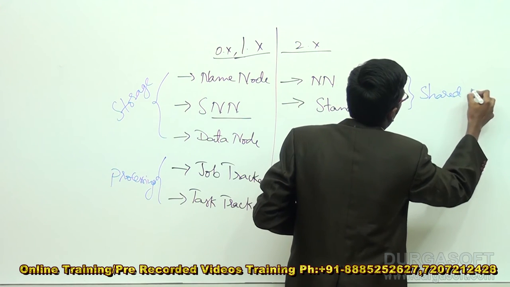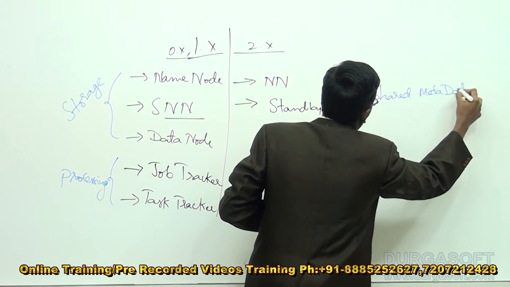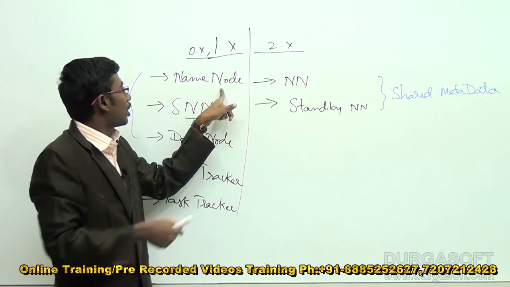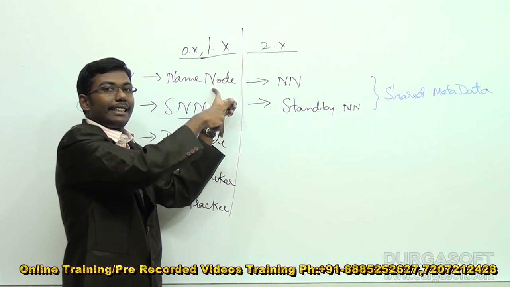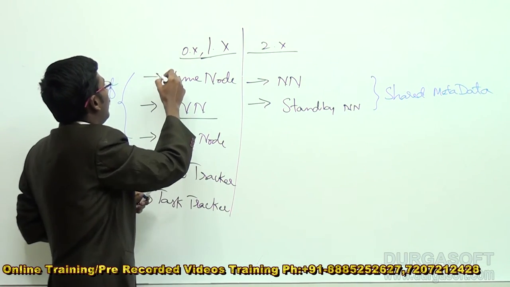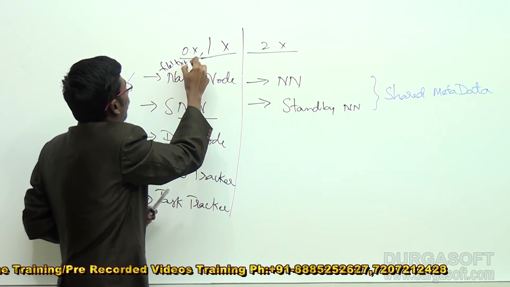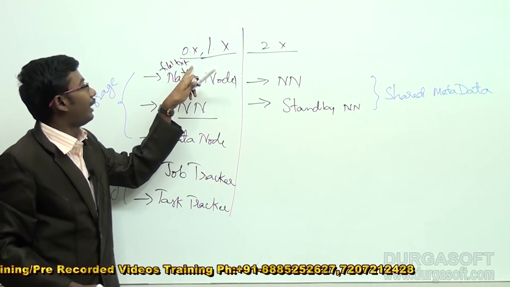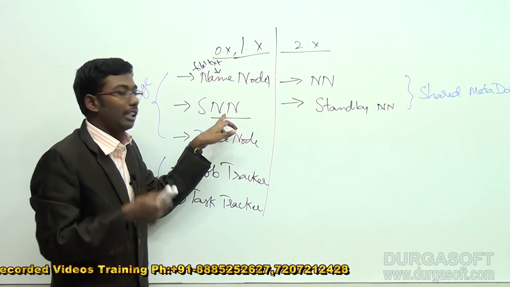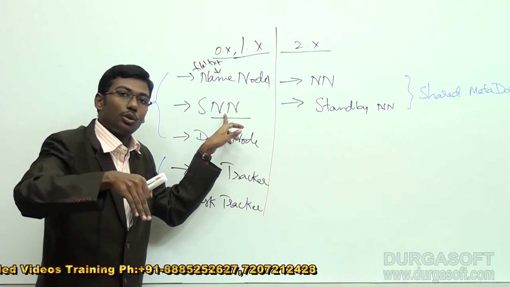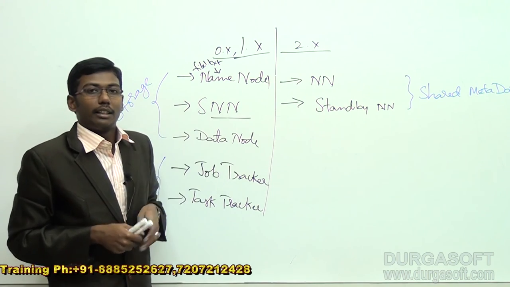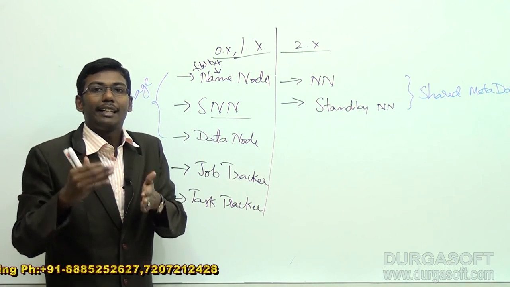Let me tell you about shared metadata information. The name node is the only one keeping track of metadata information. Suppose the secondary name node suddenly gets involved, it cannot get the actual metadata information, right? Suppose file1.txt is stored with name node 1, and suddenly name node 1 goes down. If the secondary name node gets involved in the execution, it cannot hold the actual metadata information of file1.txt. This is the real issue we face in real-time production systems.